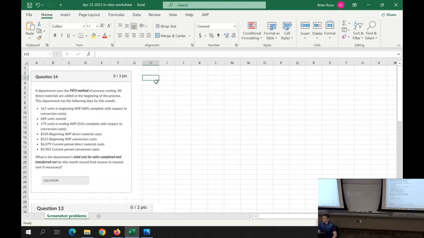Okay, good. So question 14 here. All right, so this is a chapter 6 question. The department uses the FIFO method of process costing. Ultimately, we're going to be asking for the total cost of units completed and transferred out. And it looks like we don't have anything done for us. So this is the apex predator of the exam, because chapter 6 is one of the harder chapters, and FIFO is the harder of the two methods, or at least more steps, I should say, which on average makes it harder.